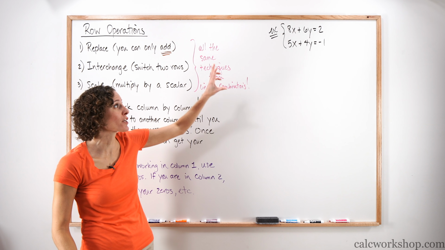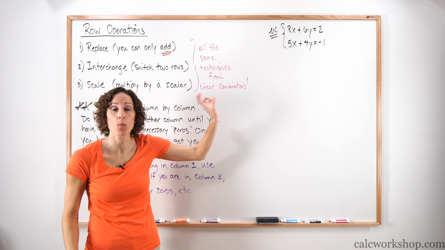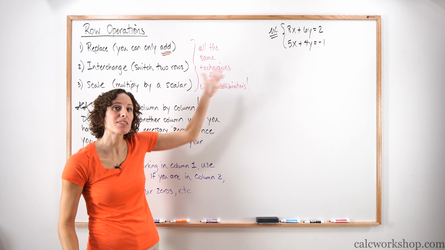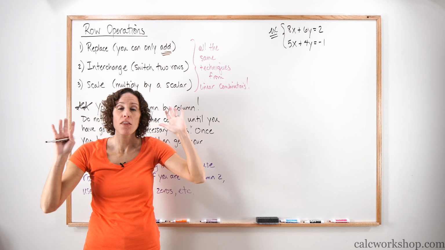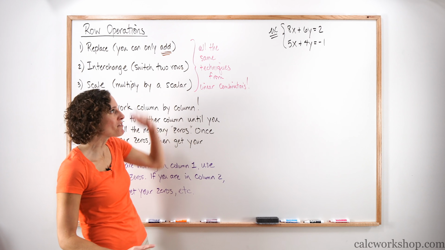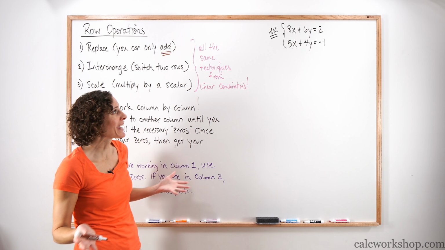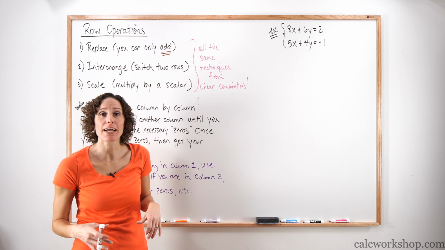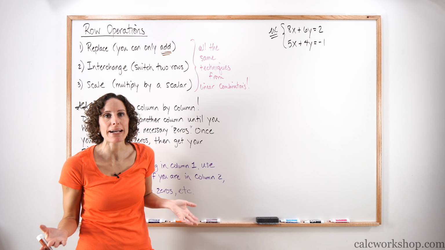And this system we're going to use for linear combinations, the way we did in Algebra 1. And then we're going to do the exact same system using matrices and see exactly how they are the same, just different ways of writing it. So if I have this system, 8x plus 6y equals 2, and 5x plus 4y equals -1, how would we do this way back in the day?